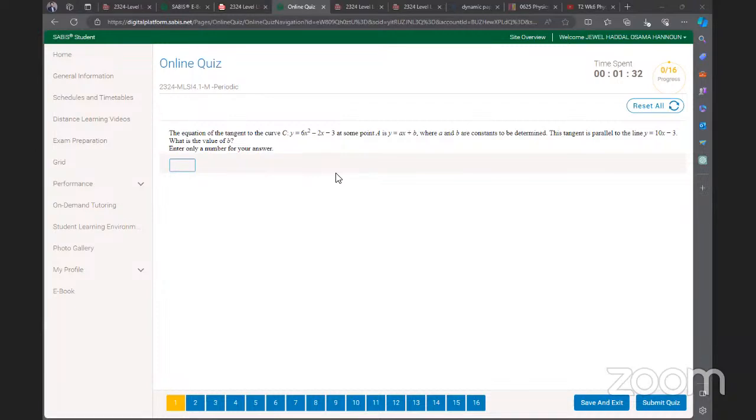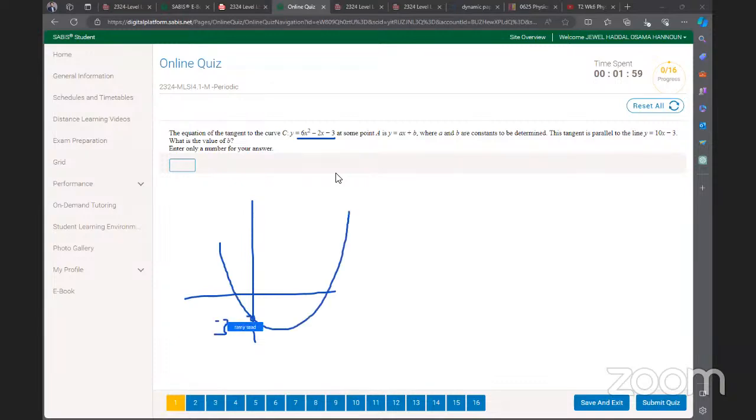The equation of the tangent to the curve y equals 6x squared minus 2x minus 3 at some point A is y equals ax plus b. Okay, so we don't know the point, but we have a curve, which is a quadratic function. Let's assume it is drawn like this, at y-intercept -3.